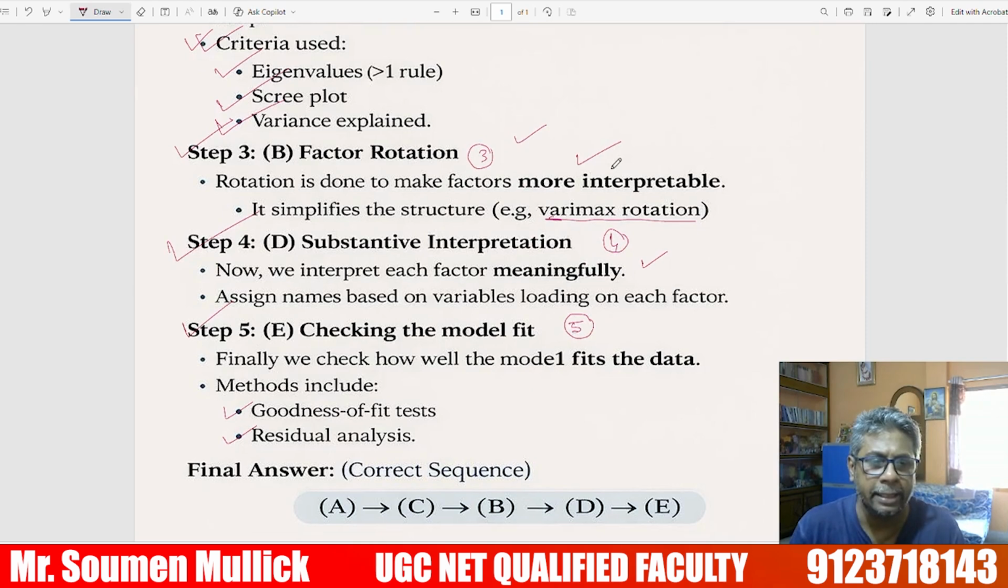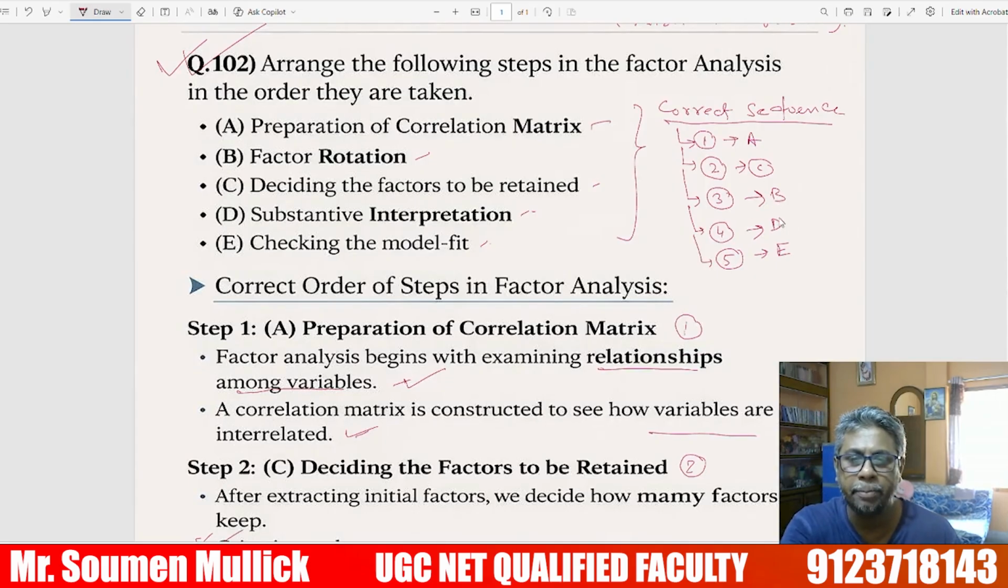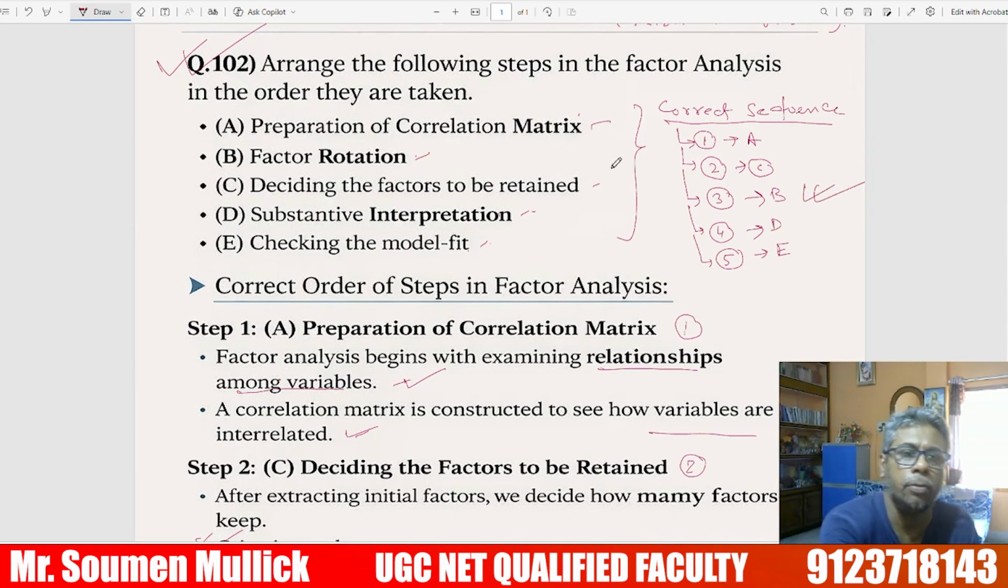Next, E, checking the model fit. In the case of model fit of data, methods include goodness of fit test and residual test. So the correct sequence is A, C, B, D, E. A, C, B, D, E is the correct sequence. Now we move on to our next question.